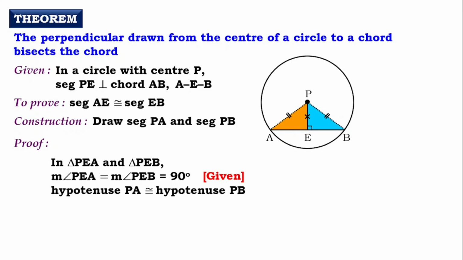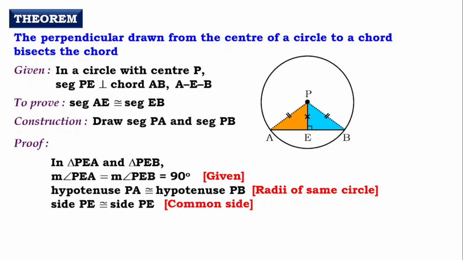Hypotenuse PA is congruent to hypotenuse PB. Yes. What is the reason? Radii of the same circle, because this PA and this PB, they both are what? They are radii of the same circle, and radii are always equal. They are congruent. Understood? Side PE is congruent to side PE. See, what is the reason?